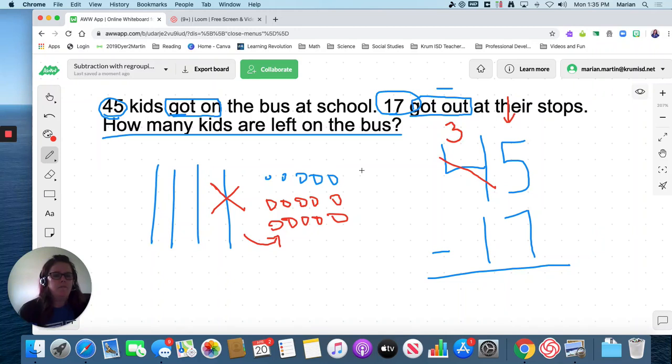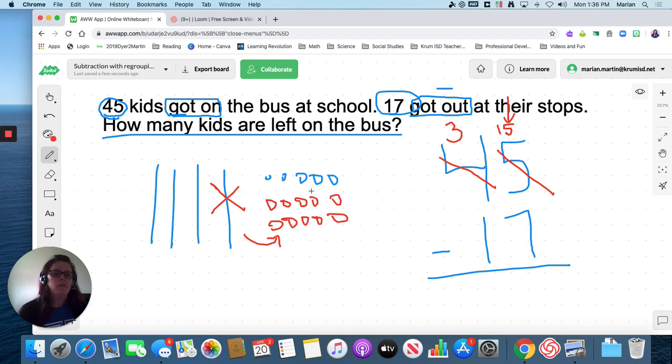And I don't have 5 ones over here. I had 5. I added 10 to that. So now 10 plus 5 equals 15. So I need to cross this 5 out, and on top of it, I'm going to write 15. Because I have changed 45 from 4 tens and 5 ones to being 3 tens and 15 ones so that I'm able to do some subtraction.